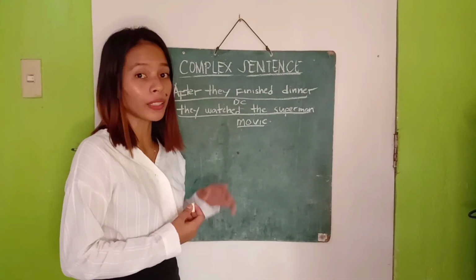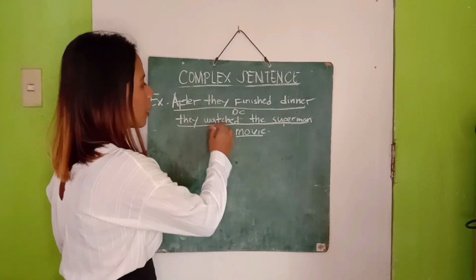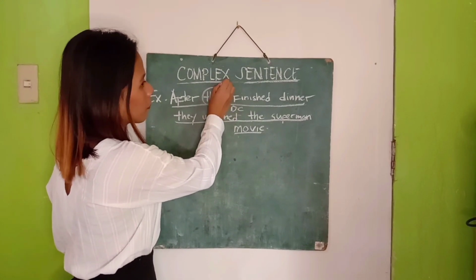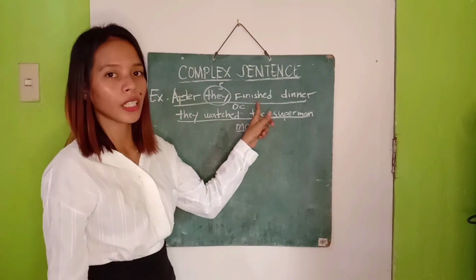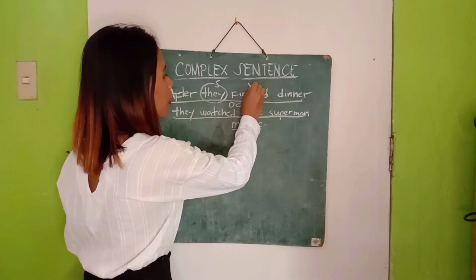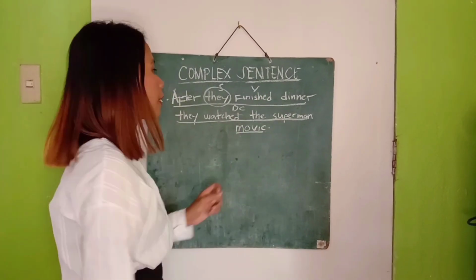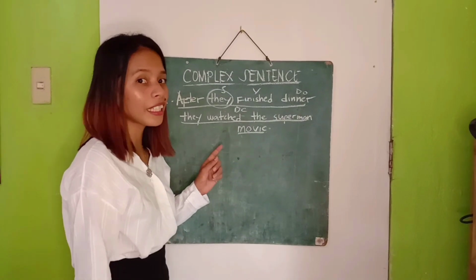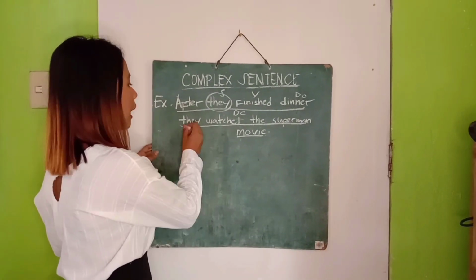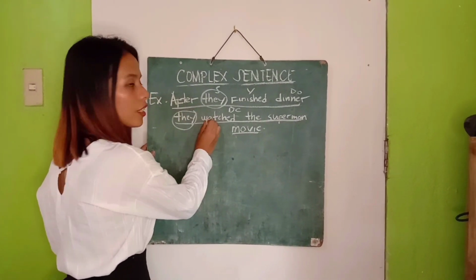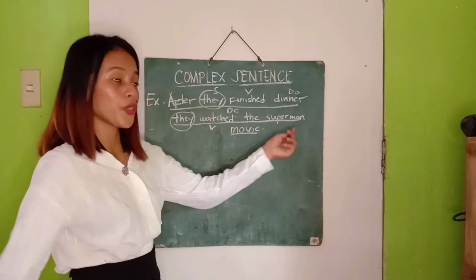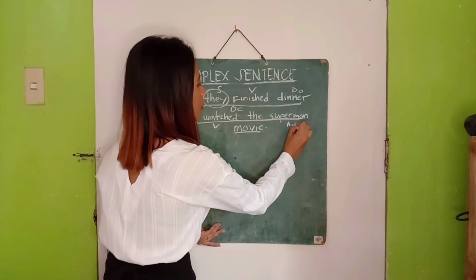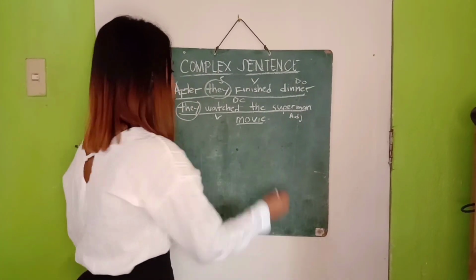Now let's identify what is subject, verb in the sentence. In the dependent clause, the subject here is they, finished is the verb, and the dinner is the direct object. And in the independent clause, the subject again is they, watched is the verb, Superman is an adjective, and the movie is our direct object.